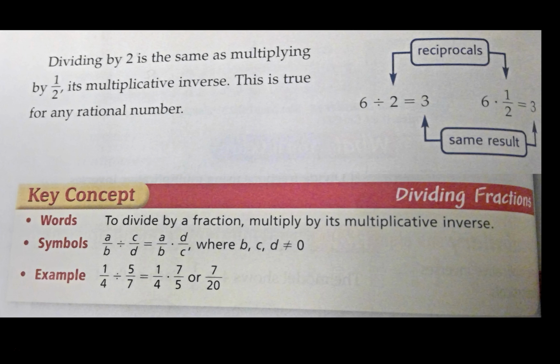So that's what they're saying here. To divide by a fraction, multiply it by its multiplicative inverse. So if I have 1/4 divided by 5/7, I will take 1/4 and multiply it by 7 over 5, which is the reciprocal of this. And then that's fairly easy. 1 times 7 is 7, 4 times 5 is 20.